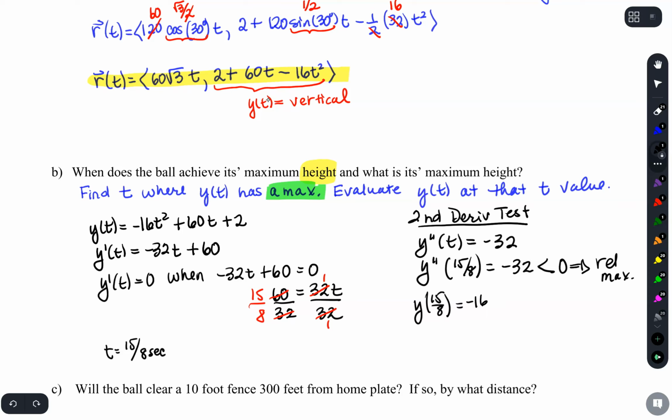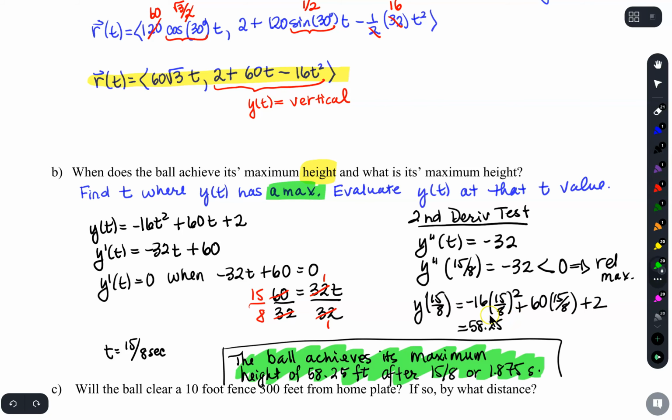So to determine the maximum height, we will go ahead and evaluate our function y at 15/8. So we get negative 16 times 15/8 squared plus 60 times 15/8 plus 2. And so this becomes 58.25. So with the maximum height being 58.25 feet and the time being 15/8 seconds, we can say the ball achieves its maximum height of 58.25 feet after 15/8 or 1.875 seconds.